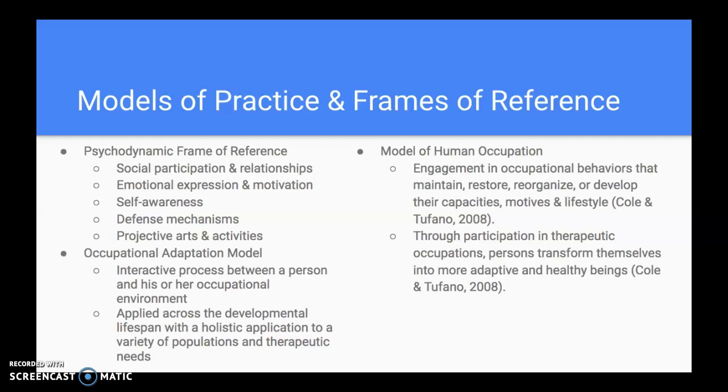The occupational adaptation model is another great model to consider because it is an interactive process between a person and his or her occupational environment, and it can also be applied across the developmental lifespan with the holistic application to a variety of populations and therapeutic needs. And finally, the model of human occupation has a focus and engagement in occupational behaviors that maintain, restore, reorganize, or develop an individual's capacities, motives, and lifestyles. It also believes that through participation in therapeutic occupations, persons can transform themselves into more adaptive and healthy beings.